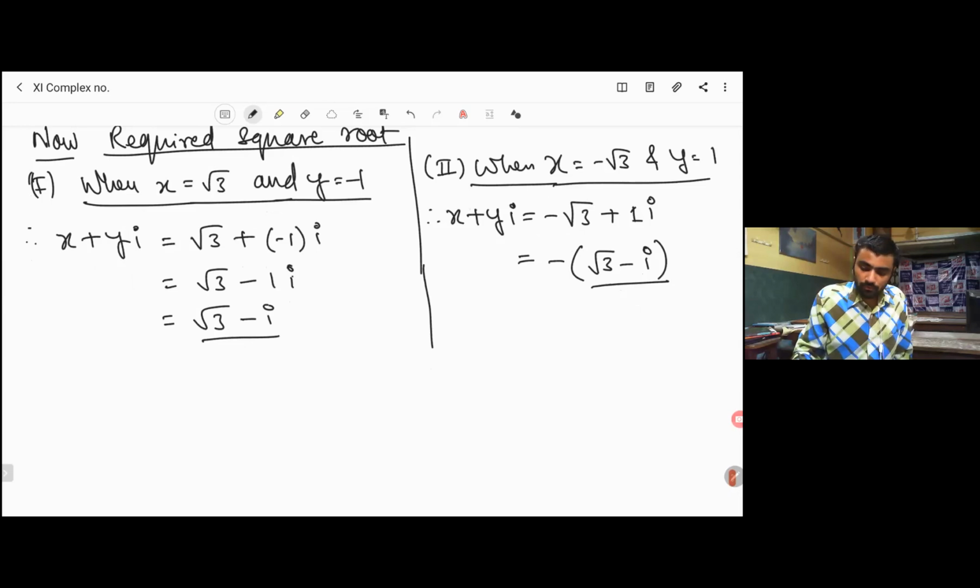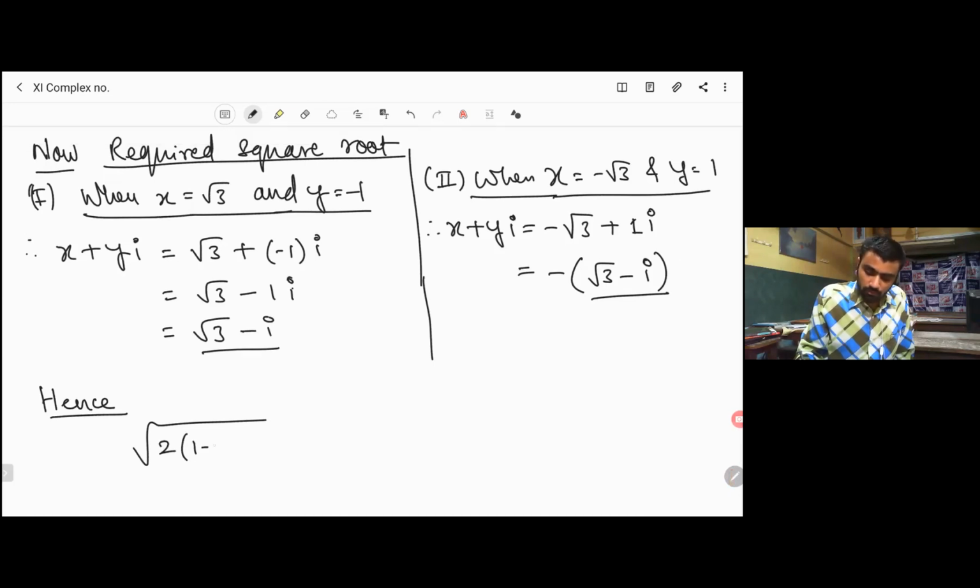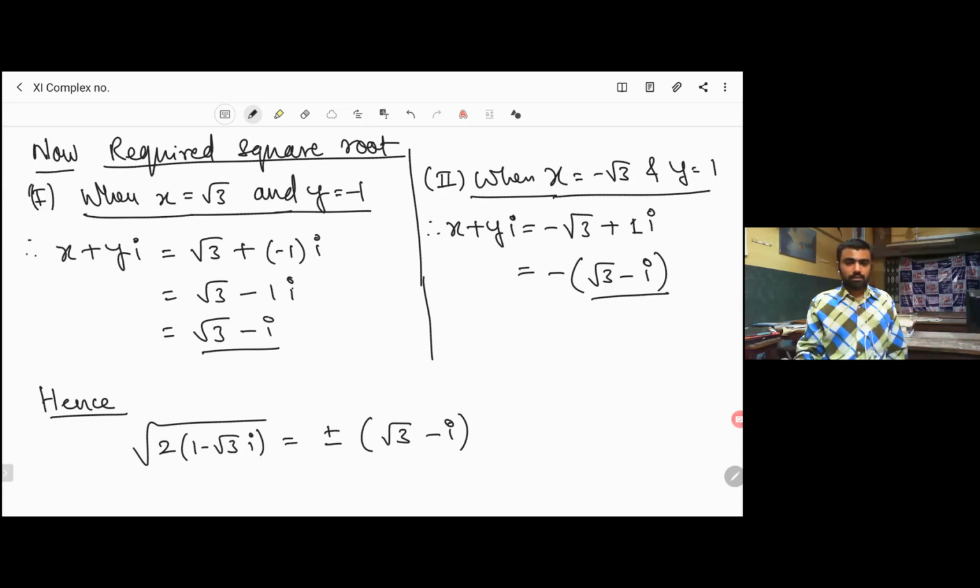हैंस स्क्वायर रूट ऑफ, व्हाट वाज आवर क्वेश्चन? क्वेश्चन किसका स्क्वायर रूट का बात था? स्क्वायर रूट ऑफ 2 into 1 minus √3i is equals to plus or minus √3 minus i। Yes or no?